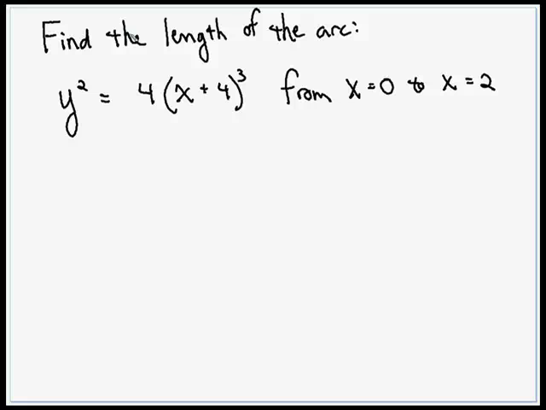In the first one, find the length of the arc of this function, y squared equals 4 times the quantity x plus 3 quantity squared. And we want the length of that arc from 0 to 2.